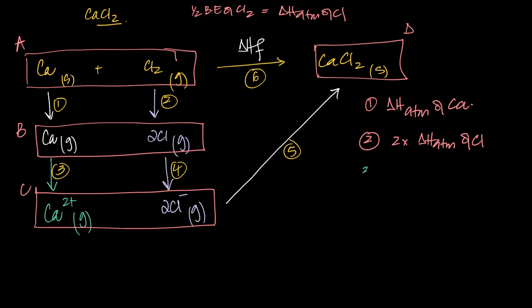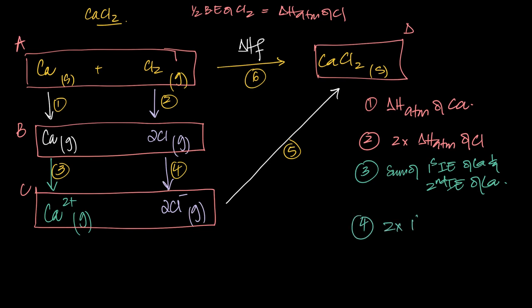Then, number 3. What is number 3? Number 3 is calcium becoming calcium 2 plus gas. So that is the sum of the first ionization energy of calcium and the second ionization energy of calcium, because you're going from 0 to 2 plus. And step number 4 is 2 times the first electron affinity of chlorine, because electron affinity of chlorine is one chlorine atom becoming one chloride ion. Here we have 2 atoms becoming 2 ions.